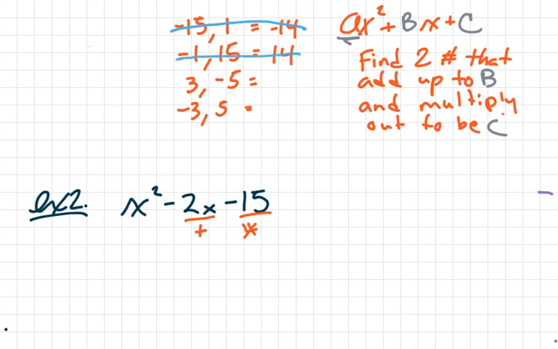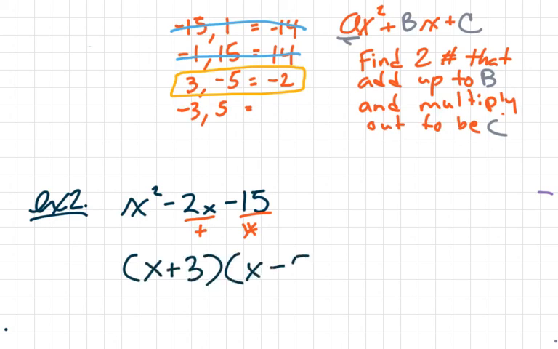What about our next one here? Negative 5 and 3. That is negative 2. So these are our two numbers that we're going to use. And it turns out you can factor this into x plus 3 times x minus 5. Okay, that's these two numbers here that we found. And that's how you factor, or kind of undo, this quadratic.